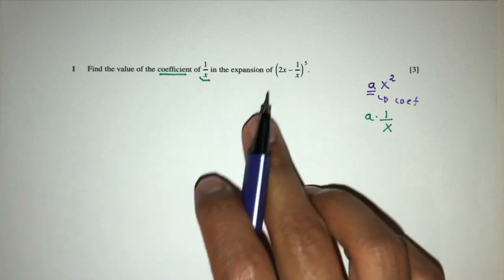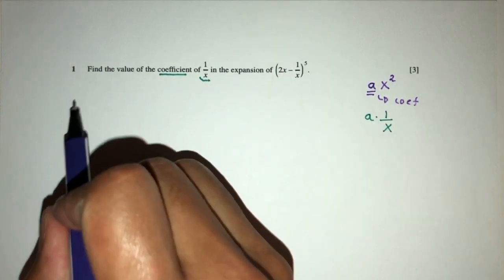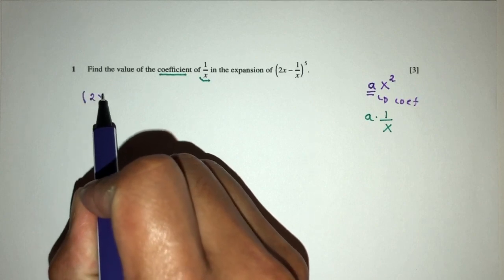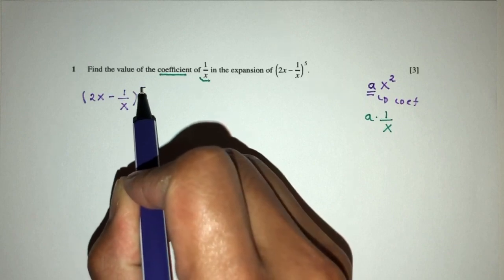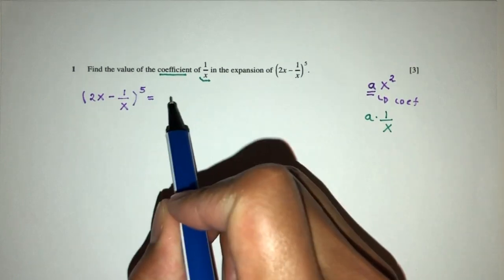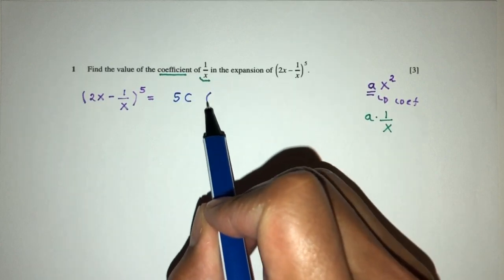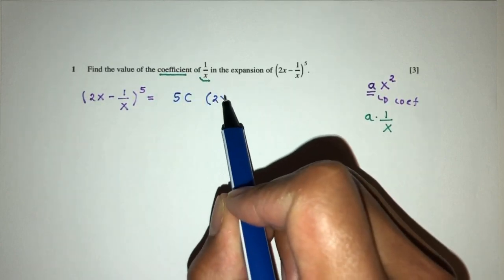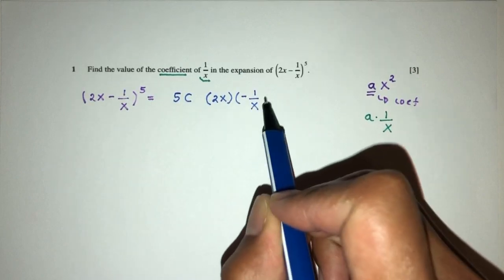So now we know that we have to expand this binomial expansion. So I have 2x minus 1 over x power 5. Now, I do know that by using the formula, we can have an expansion as follows. I will have 5, because the power is 5, choose something we don't know yet. And then the first term is 2x. And then here we have minus 1 over x.